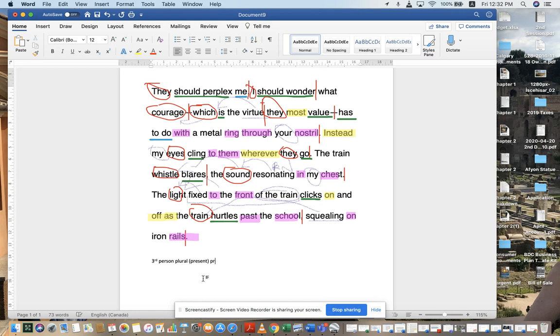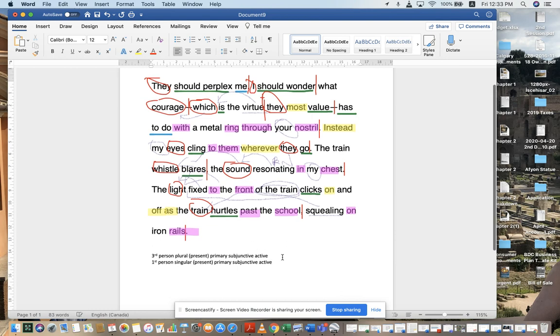So I'm just going to write primary here. And it is a subjunctive. And it is active. It's an active subjunctive, which means it can take a direct object, right? And then I should wonder, in contrast, they should perplex me now, but I should wonder now, and it is singular. And it's still in the present, or primary sequence. Okay. Next, we got which is. So that is third person singular for sure. And we have a present simple, active indicative.